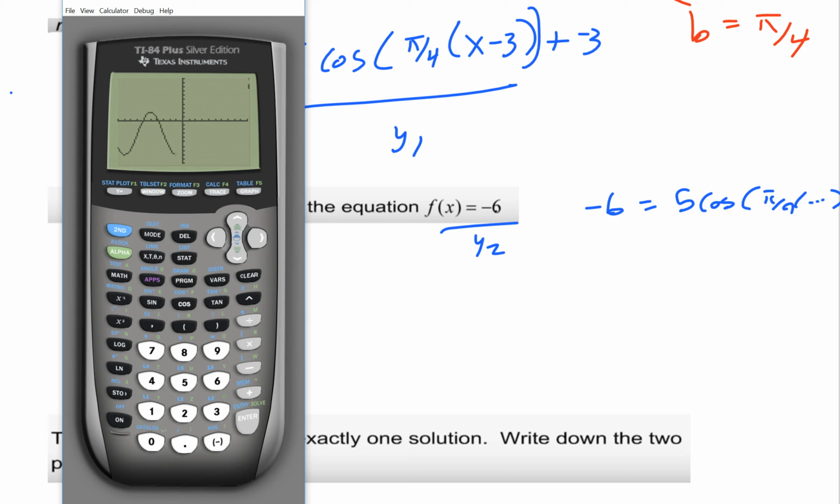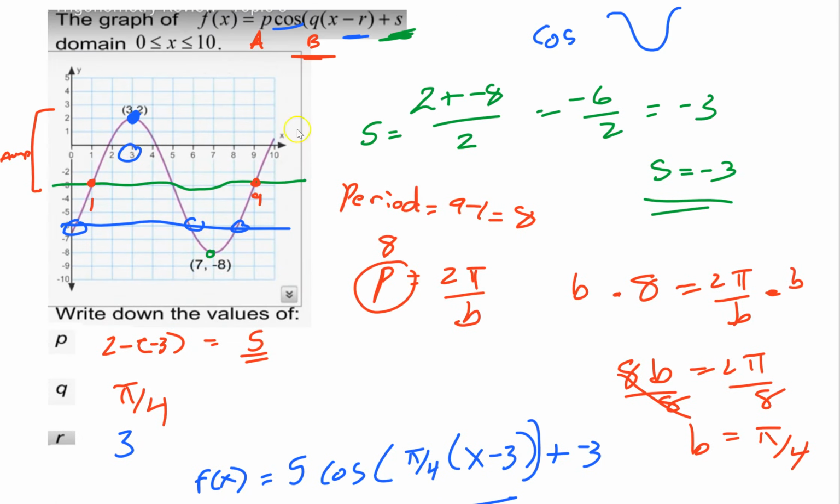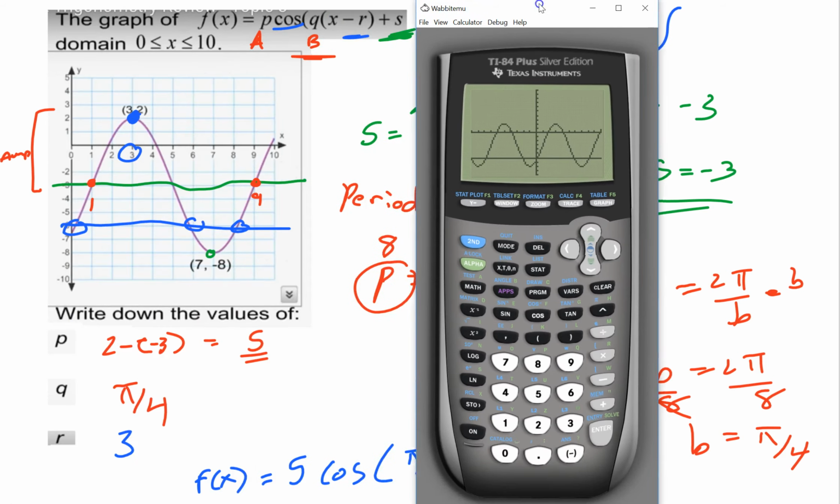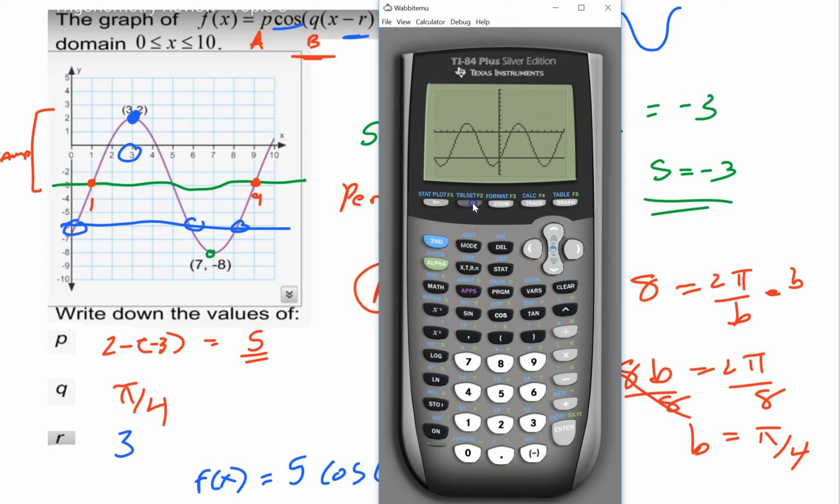I get this. Now here's the thing we want to keep in mind. We always want to match my window to the graph. Right now I'm all over the place, so let me go fix my window. 0 to 10 for my x, and then for my y, negative 10 to 5. Graph that now. See how it matches that now.